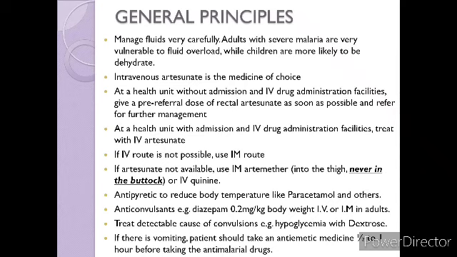use IM artemether. Where do we give it? Into the thigh, never in the buttock. Or if artesunate is not there, then we can give IV quinine. Antipyretic. An antipyretic can be given to reduce body temperature, like paracetamol, diclofenac. We have discussed all these. These all have full lectures. Paracetamol has and diclofenac has.